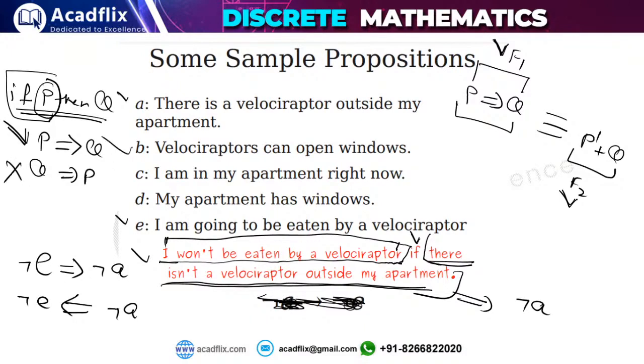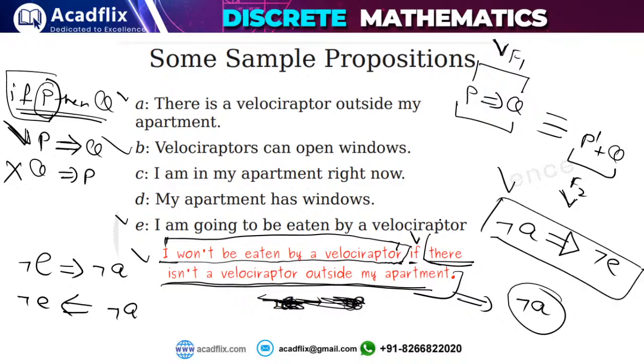This is the correct translation, because whenever we have if P, then this P will go to the LHS of the implication. So if P then Q, we write it like this: P implies Q. Similarly, here the if is with negation A, so this negation A will go to the left side of the implication. The left side of the implication will be negation A, and the right side will be the remaining thing, that is negation E. So this is the correct one.